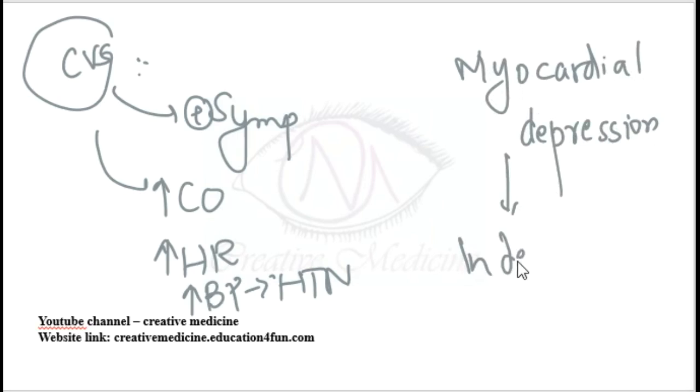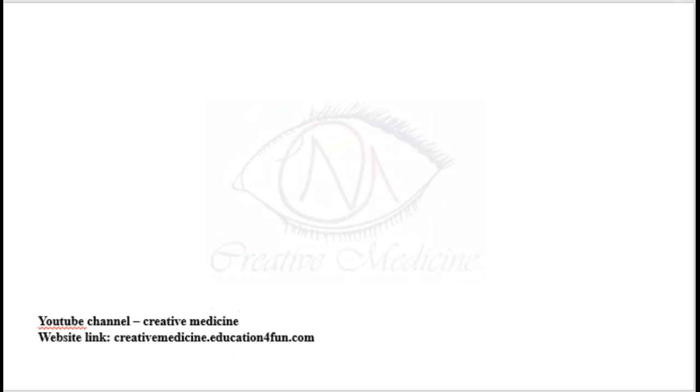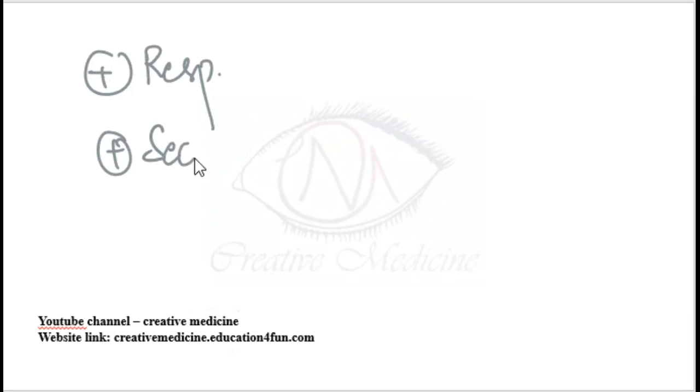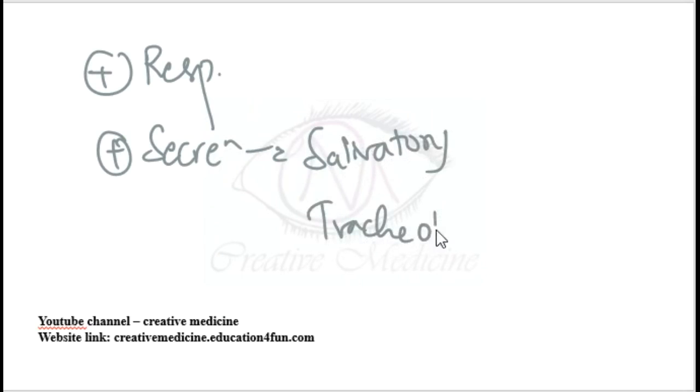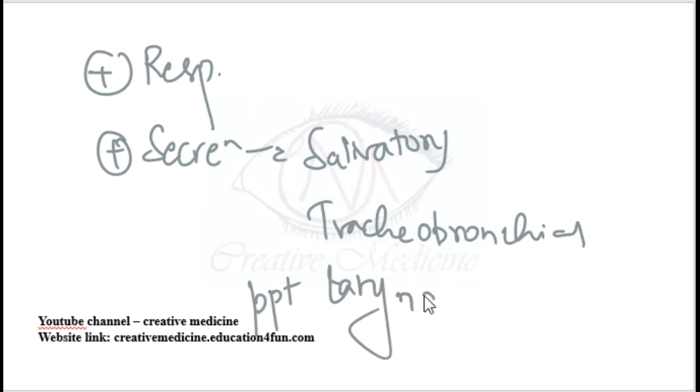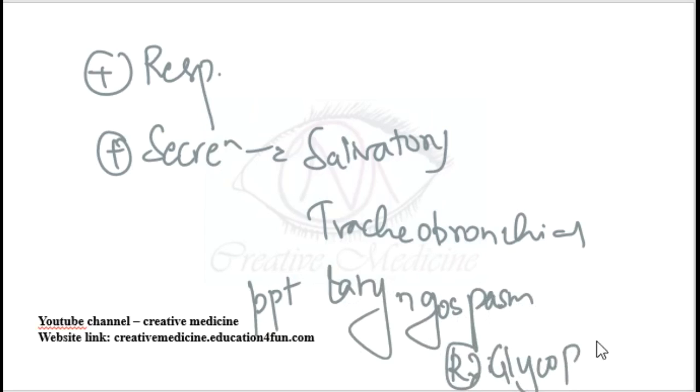Respiratory system. Ketamine activates the respiration and increases the secretions. Ketamine increases salivary and tracheobronchial secretions, and because of increased secretions, it will predispose to laryngospasm. So in order to prevent these secretions, we should give premedication with glycopyrrolate, because glycopyrrolate will inhibit or decrease the secretions. Airway reflexes are preserved.